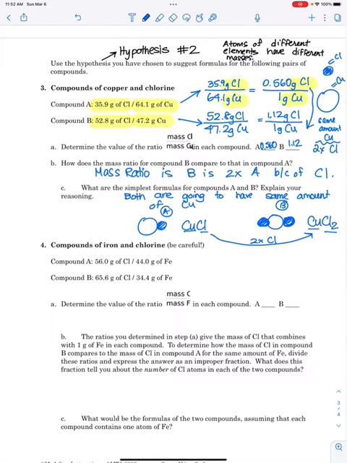And then I'm just going to write a note here. This is for your Unit 4 test. You will have to know how to do exactly what I just did as far as calculations. Get the mass ratio, compare the mass ratio of one to the other, and then come up with formulas.